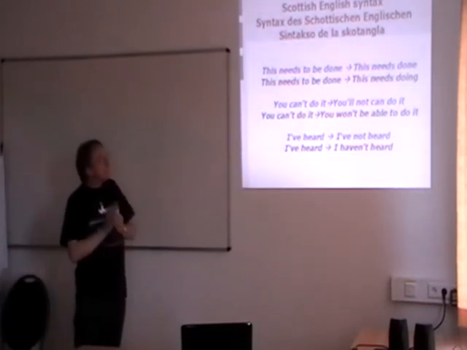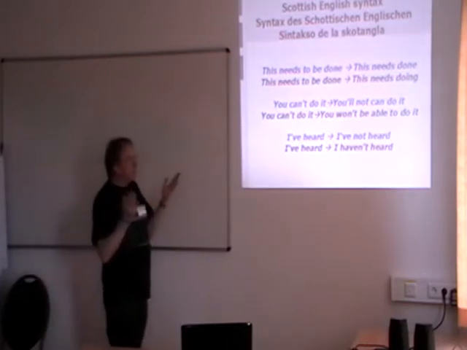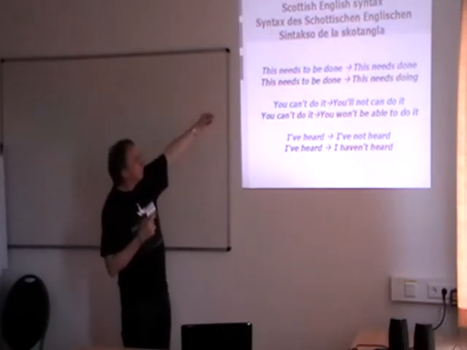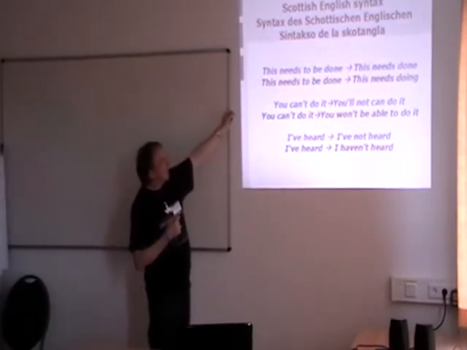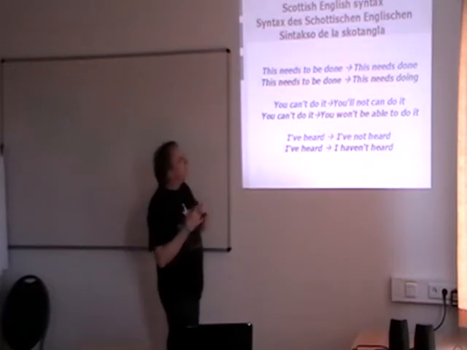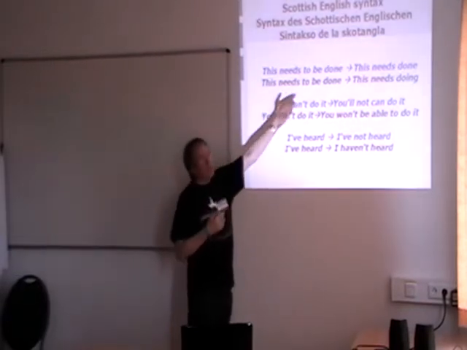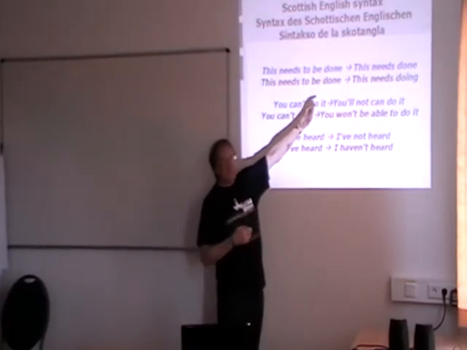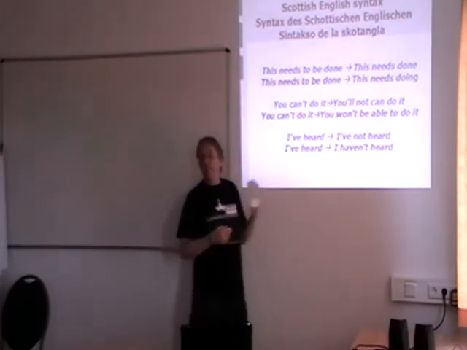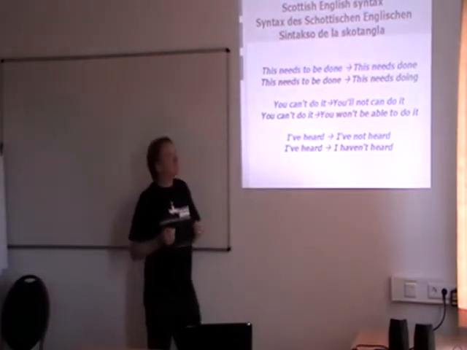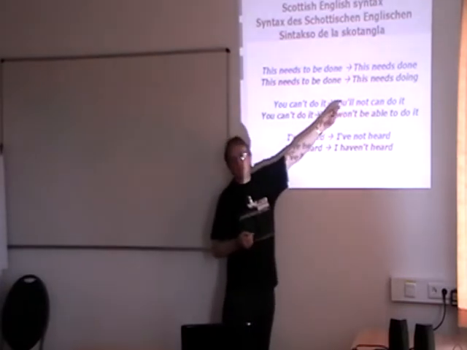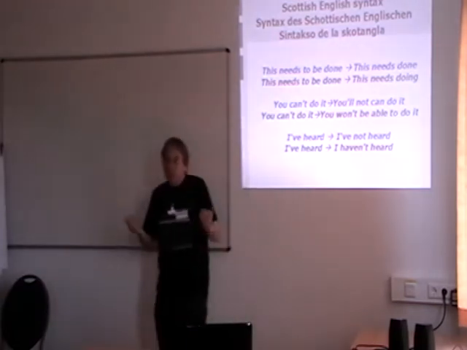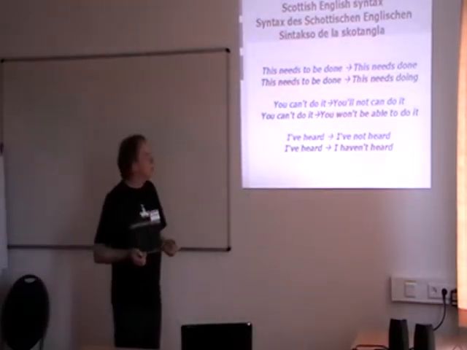On to the syntax. This is what Scottish English is like. It's in blue. Standard English English is in black. So if you want to shorten, this needs to be done. In Scottish English, the only way of doing it is to say, this needs done. This is not acceptable in English English. Whereas the inverse, the shortening in English English becomes, this needs doing, which is not acceptable in Scottish English.